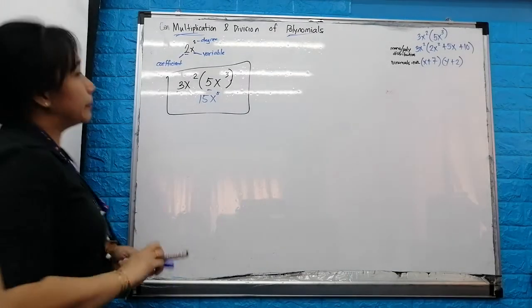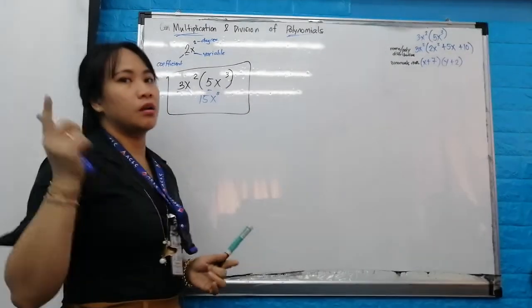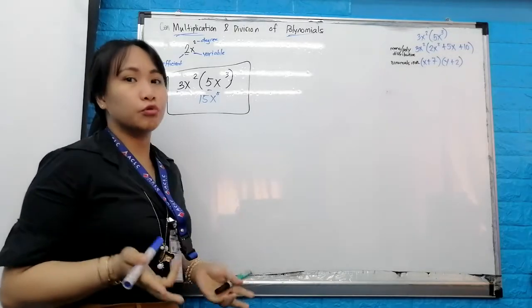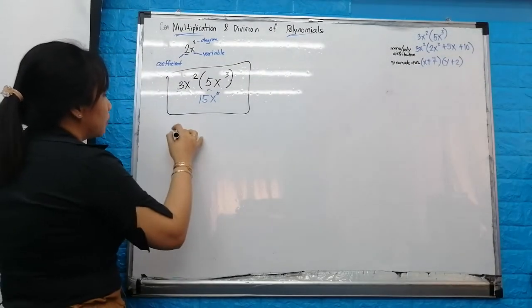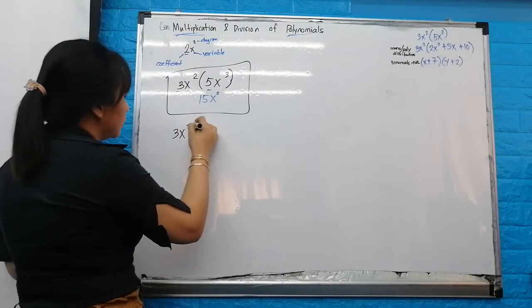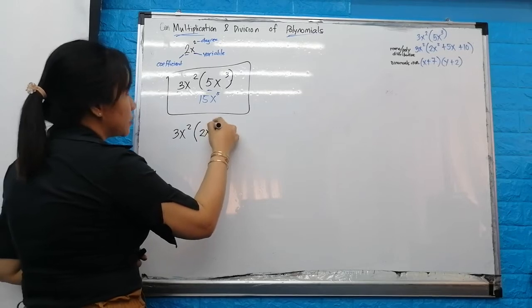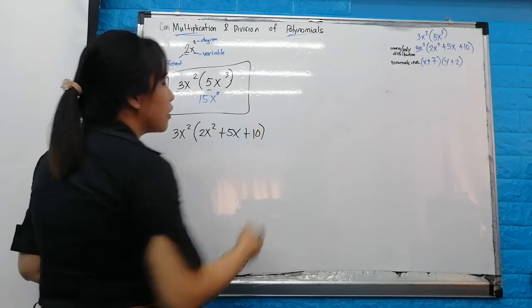So let's multiply a monomial by a polynomial. We all know that a monomial has only one term, while a polynomial has more than two terms. For example, let's multiply the monomial 3x squared by the polynomial 2x squared plus 5x plus 10. So how are you going to do that?